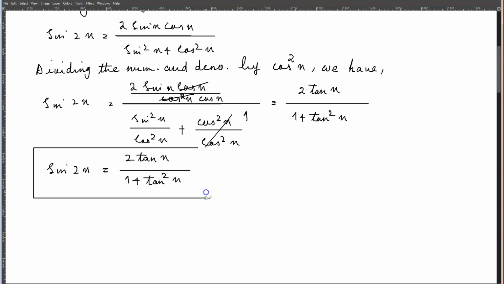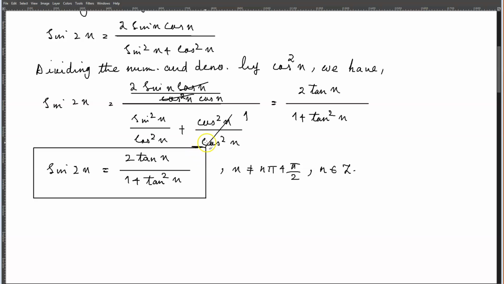And here we need to mention that x is not equal to n pi plus pi by 2, where n belongs to the set of integers, right? So that is basically 2 tan x over 1 plus tan squared x.